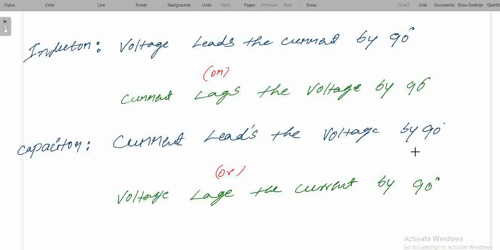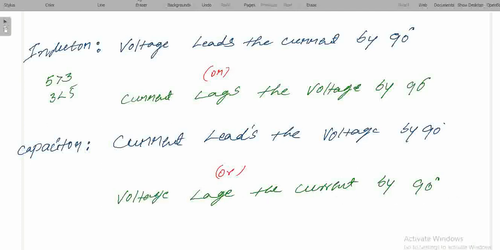It means, what do you mean by this one? If A is greater than B, then we can say that B is less than A. That only we are telling. If voltage leads the current by 90 degrees, that is nothing but current lags the voltage by 90 degrees. If current leads the voltage by 90 degrees, that is nothing but voltage lags the current by 90 degrees.